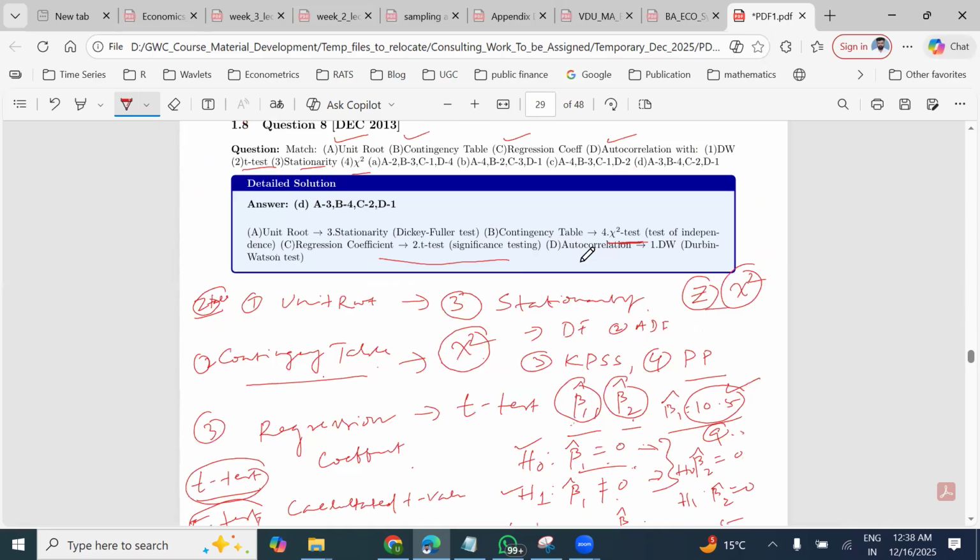Okay, we will complete this. Autocorrelation means D is autocorrelation, the Durbin-Watson test. Now A3, B4, unit test, C2, D1. Is it clear? Yes, sir. Okay, I'll stop over here. You ask me any question tomorrow.